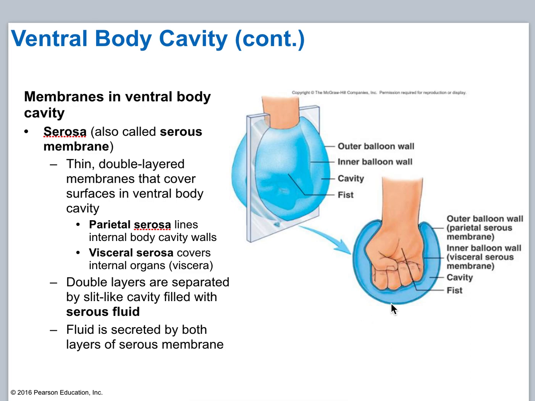Now, in between these two layers, there's serous fluid. There's a space that's filled with serous fluid, which is a fluid secreted by both layers of the membrane, and it provides lubrication so that the organs can move and slide over each other without getting entrapped.